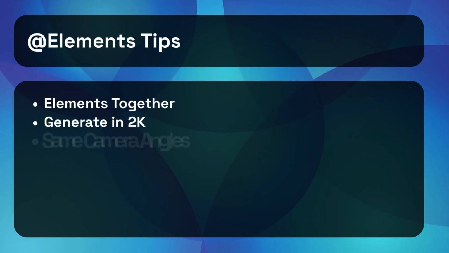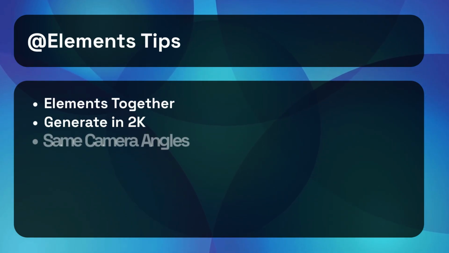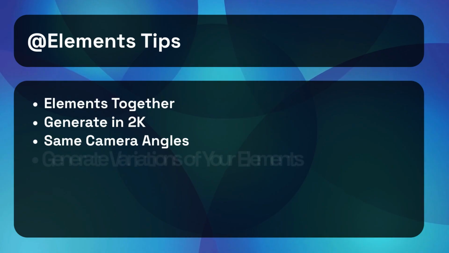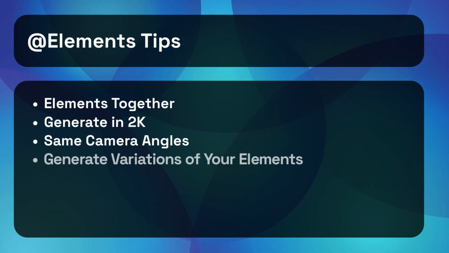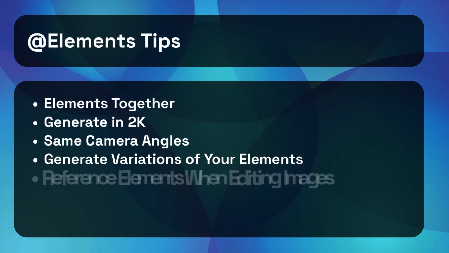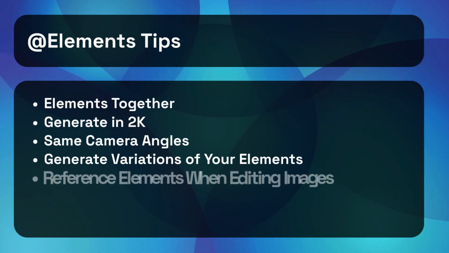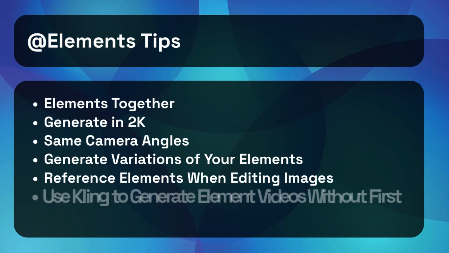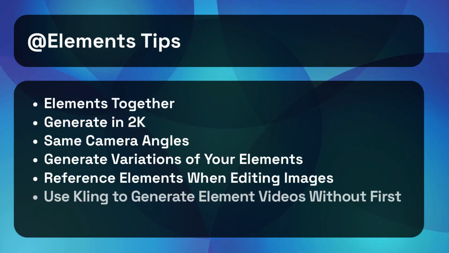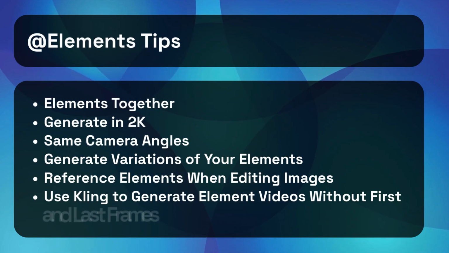Make sure your elements have similar camera angles so you can swap them easily. Use your first elements as a base and use them to generate other variations, like different people with the same pose, so you can swap them more easily. When you edit an image that already has elements in it, you should still refer to them in your prompt. If you don't, the AI model may regenerate them as regular objects. And lastly, when using elements to generate video, use Kling, which adheres to your elements in your prompt. And don't use first and last frames.